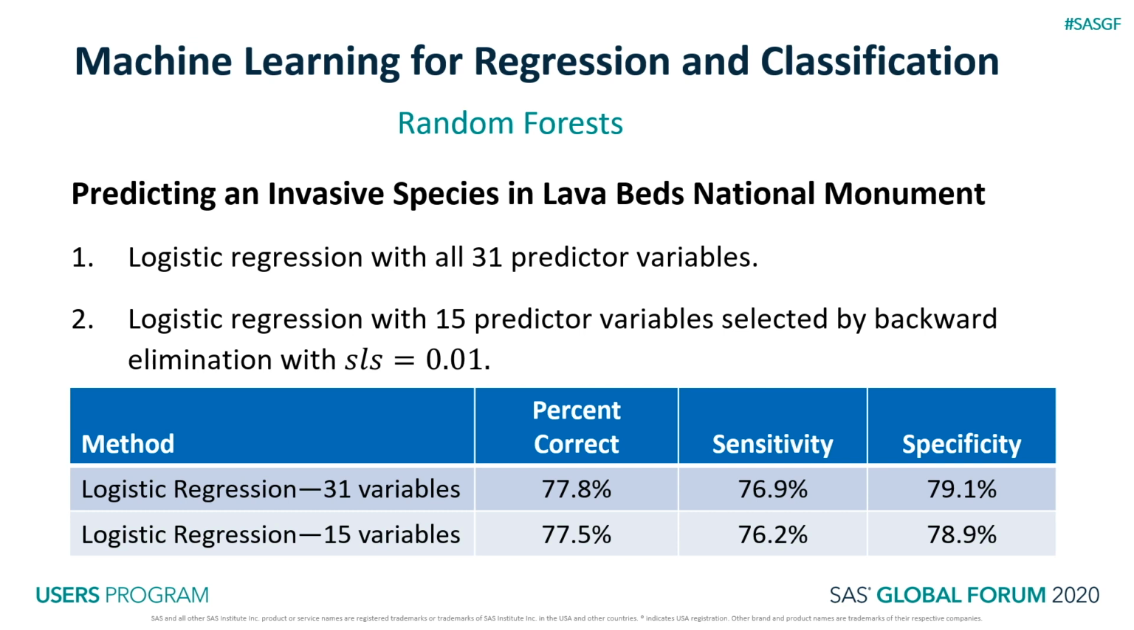So I carried out an initial analysis using logistic regression with all 31 of the predictor variables, and then I did some variable selection, just simple stuff by backward elimination with a significance level to stay of 0.01, and you can see the results in the table below. They're pretty much exactly the same for the full model and for the model with 15 variables, so half of the predictor variables. The percent correct is about 77.5 to 77.8, and the specificity and sensitivity are of similar values. So that's an error rate of about 22% to 22.5%.